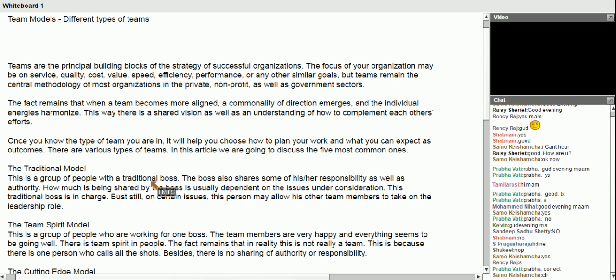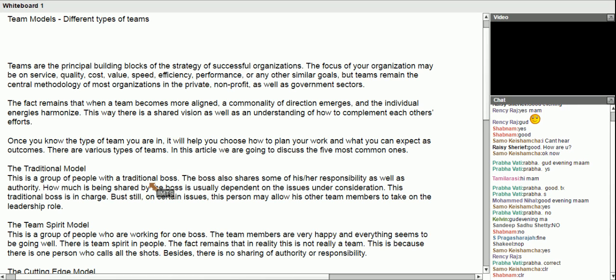This is a group of people with a traditional boss. Now, what kind of qualities is a traditional boss going to have? The boss also shares some of her responsibility as well as authority. So in a traditional kind of team model, the boss is the boss. He's the authority person and you also need to do some of his work. How much is shared by the boss is usually dependent on the issues under consideration.